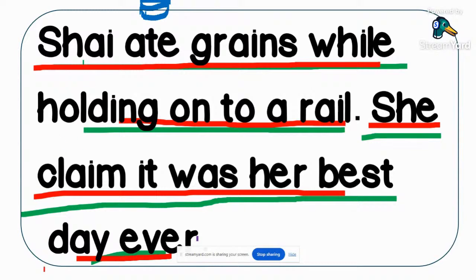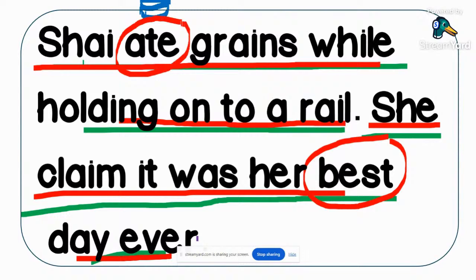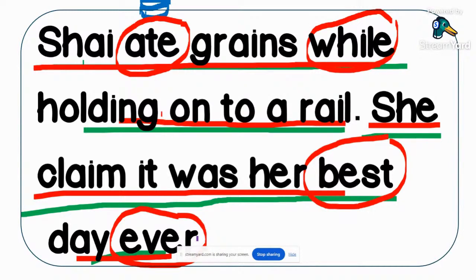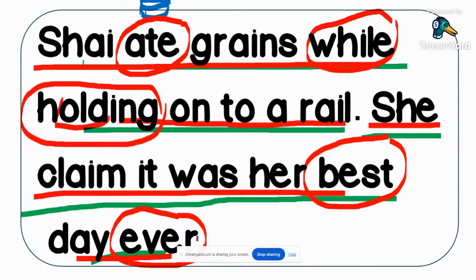Very good. All right, let's see some words now. If you remember the words, we're going to circle words one by one. Let's see. Find the word best. There's the word best. Find the word ate. And remember, ate here is like the past tense for eat. That's the word ate. Find the word ever. This word says ever. Find the word while. This word says while. Find the word holding. This word says holding. Remember, we can see the word old in it, and ing making the sound ing.